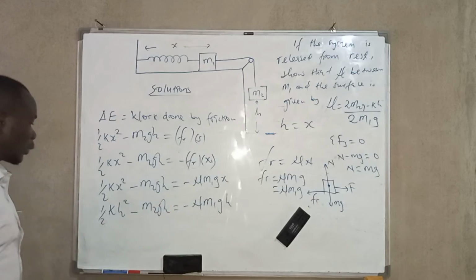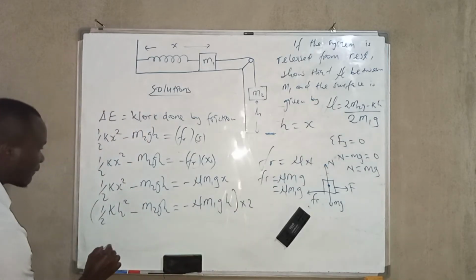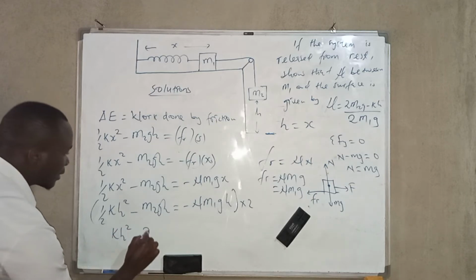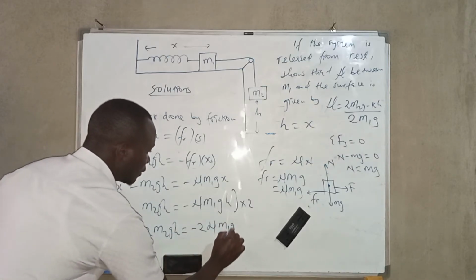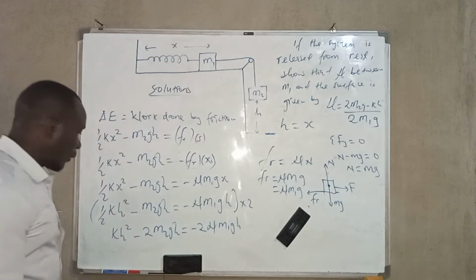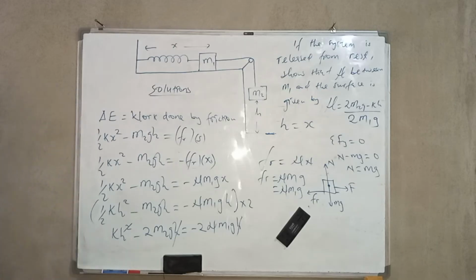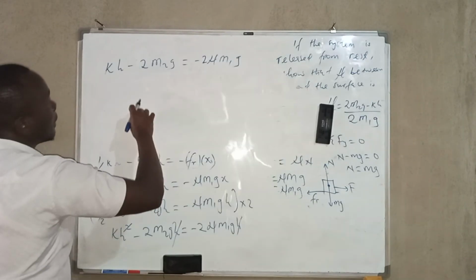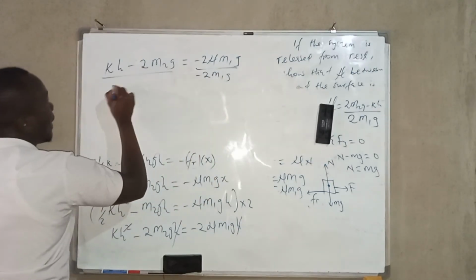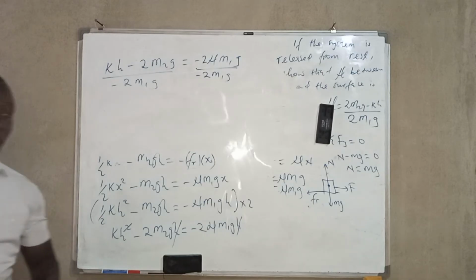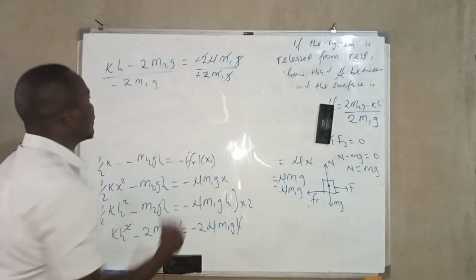At this point, we can even multiply throughout by 2 so that we get rid of the fraction. So we have kh squared minus 2m2gh is equal to negative 2 mu m1gh. You see that h is common, so we can cancel it. Then we divide through by negative 2m1g, also here by negative 2m1g. Now this and this will go, and negative and negative will go.